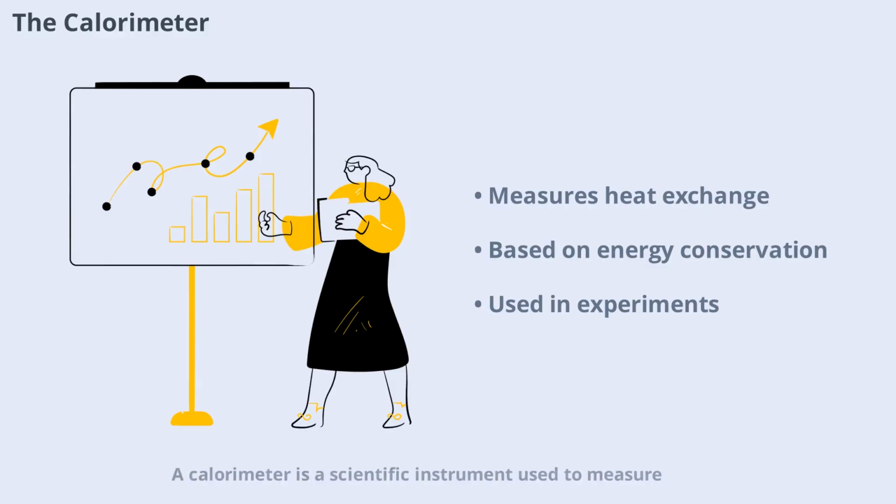A calorimeter is a scientific instrument used to measure the amount of heat gained or lost by a body. It is essential in experiments involving heat transfer, such as determining the specific heat of substances or studying chemical reactions. The principle behind the calorimeter is based on the law of conservation of energy. The heat lost by a hot object is equal to the heat gained by a cold object.